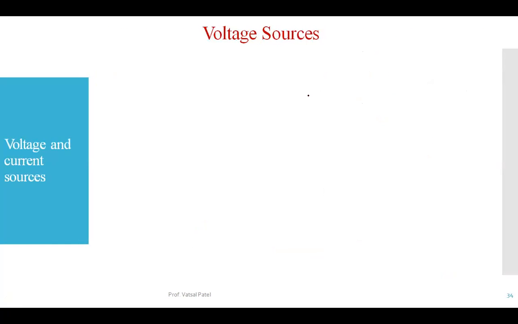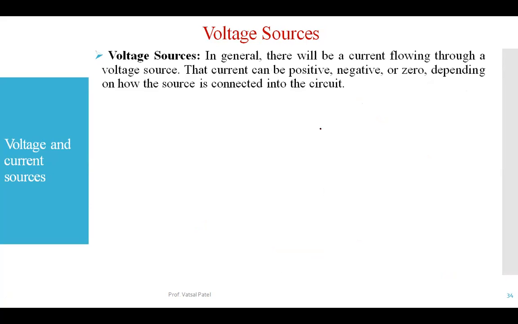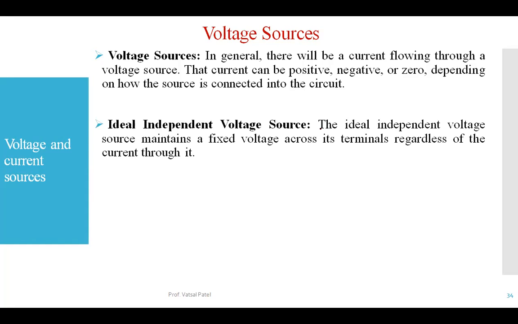Now about the voltage source, this is required right now because in the electrical circuit there are so many sources represented. So first of all, understand the voltage source application here: in general, there will be current flowing through the voltage source, and the current can be positive, negative or zero. That depends upon how the source is connected into the circuit. So right now, we identify which types of voltage source are available in the electrical circuit. A few parameters we discussed in the last session, I think.